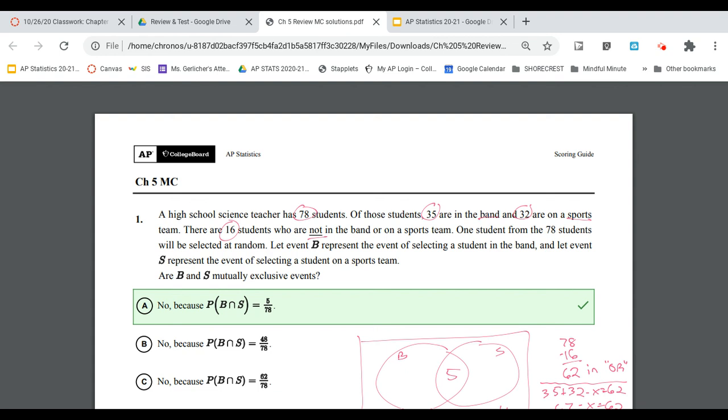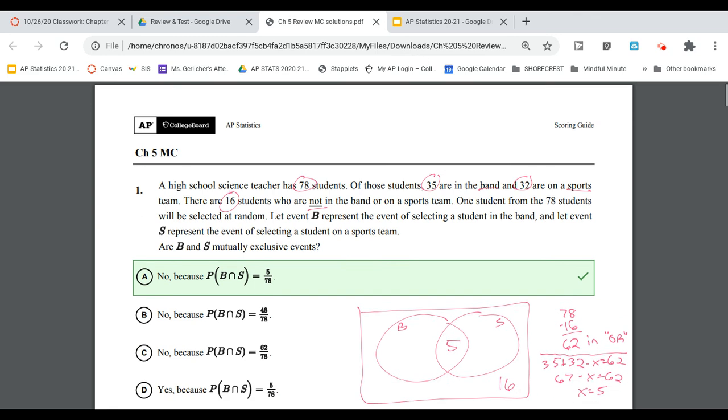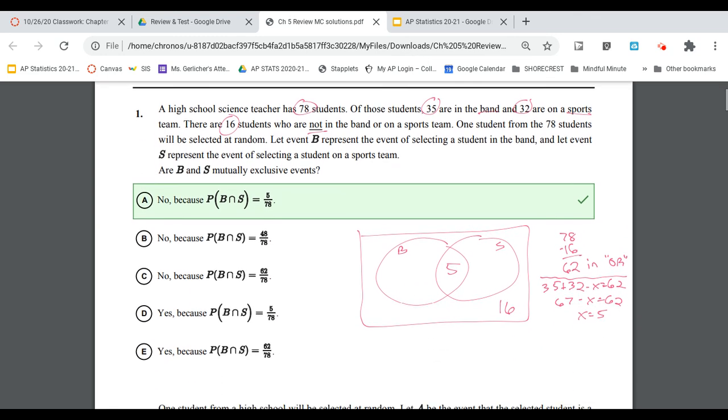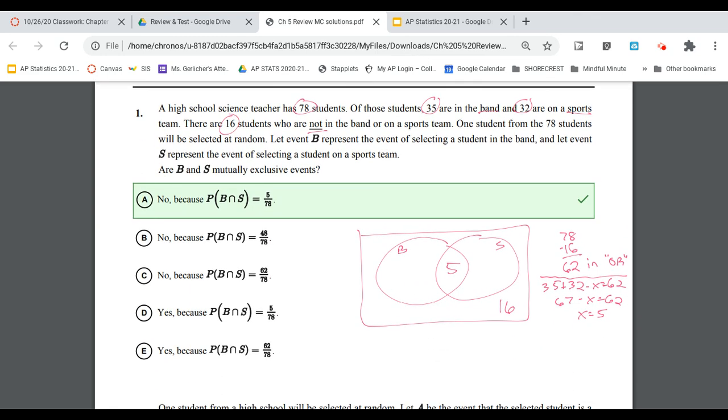This is the Chapter 5 multiple choice solutions. So, number 1, the question is, are B and S mutually exclusive events? So that means, can the events happen at the same time?